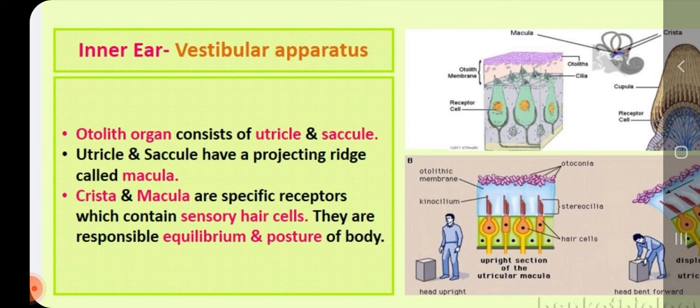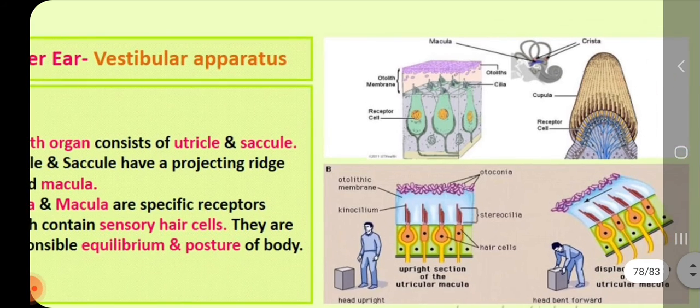So the otolith organ consists of two parts called the utricle and the saccule. These have ridges, and those ridges are called the macula. The crista and macula are specific receptors which contain sensory hair cells, and they are responsible for maintaining the equilibrium and the posture of the body.